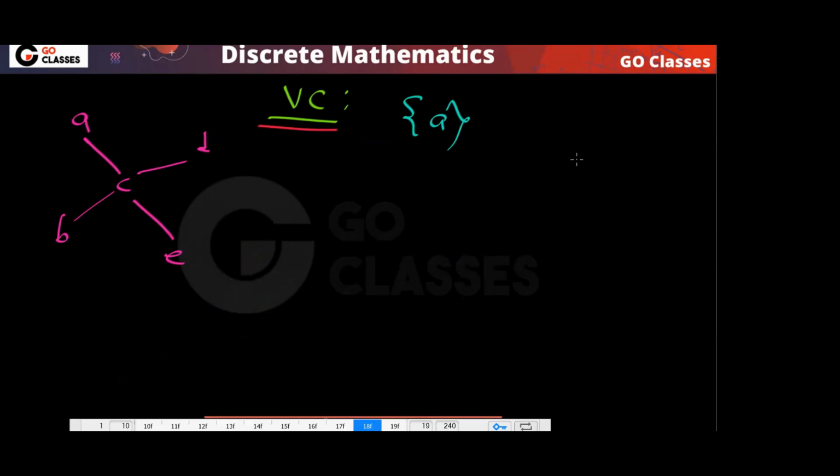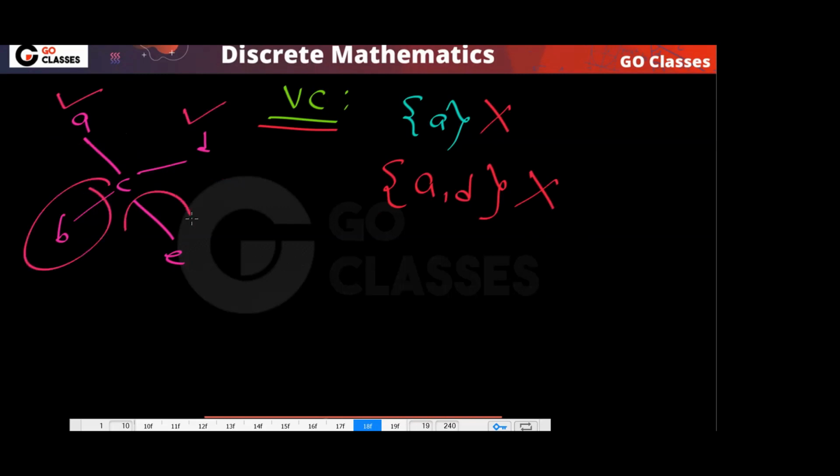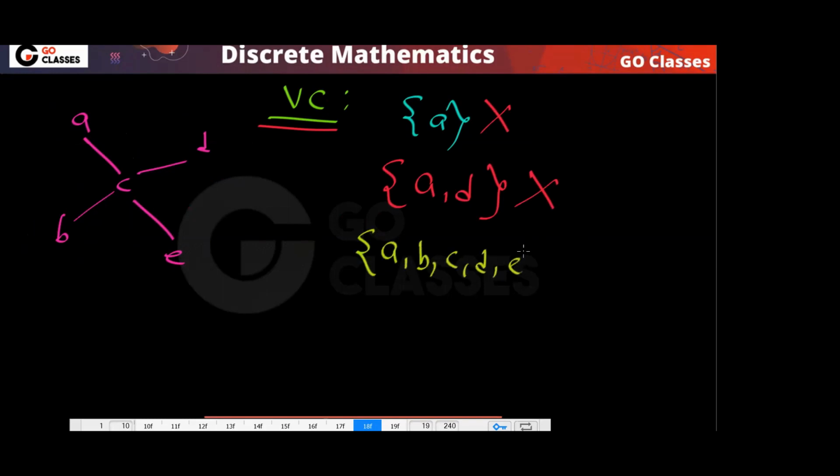Is this a vertex cover? No, this is not a vertex cover. Next, tell me, A, D. This is not a vertex cover, because it will not cover all the edges. If you put one security guard here and one here, then these two security guards cannot cover these two galleries. So this is not a vertex cover. Now tell me, A, B, C, D, E. Is this a vertex cover?